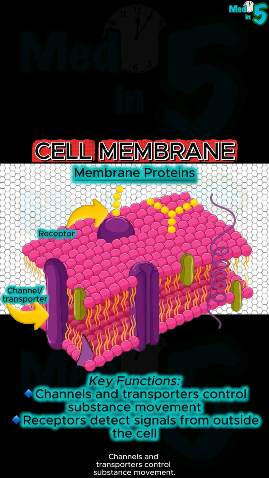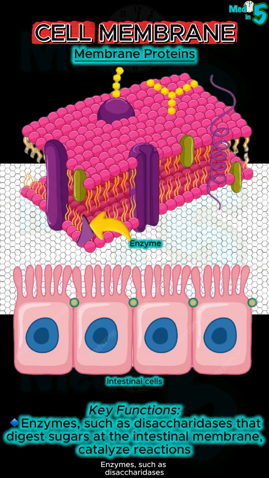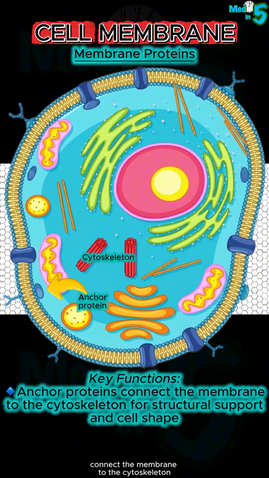Channels and transporters control substance movement. Receptors detect signals from outside the cell. Enzymes, such as disaccharidases that digest sugars at the intestinal membrane, catalyze reactions. Anchor proteins connect the membrane to the cytoskeleton for structural support and cell shape.